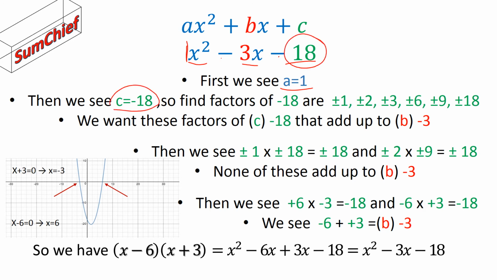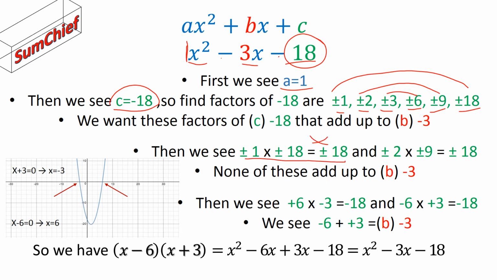So now we want factors of minus 18. There's a few more factors involved in this one. Plus or minus 1, plus or minus 2, plus or minus 3, plus or minus 6, plus or minus 9, plus or minus 18. So again, starting from the out in, linking these up, we go this way. So we see plus or minus 1 times plus or minus 18 will give us plus or minus 18. But there's no way that any of these are going to add up to minus 3. So that's no good to us.